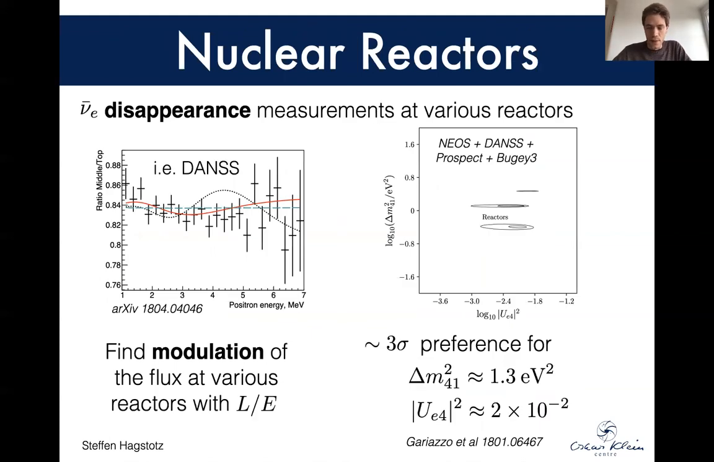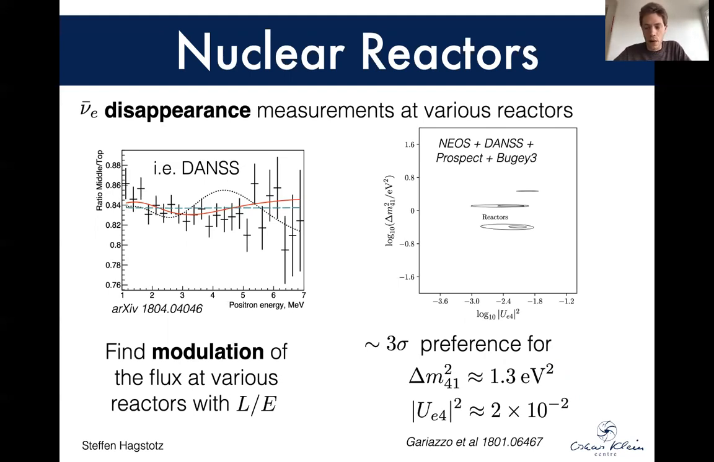There are other anomalies in the neutrino oscillation sector measured at nuclear reactors. So there are various disappearance experiments where they measure the electron neutrino flux that comes from nuclear reactors at varying distances or energies. And what many of these experiments find is a modulation of the flux with L/E. So one of the results is shown here on the left. This is by the DANSS experiment, where they see a more or less clear modulation of the electron neutrino flux. And the same is seen by various reactor experiments.